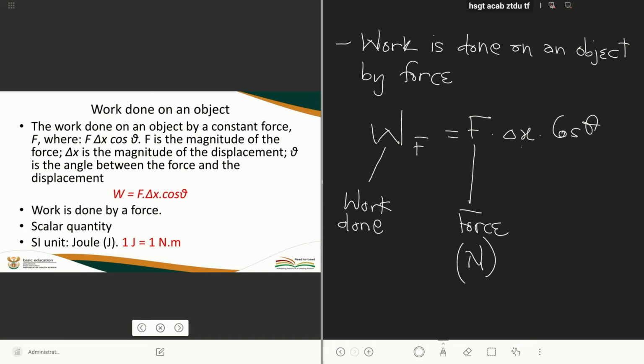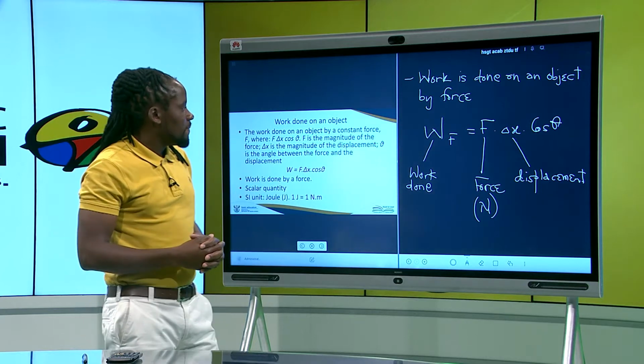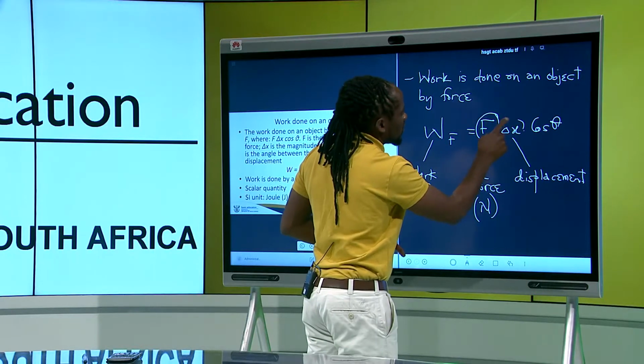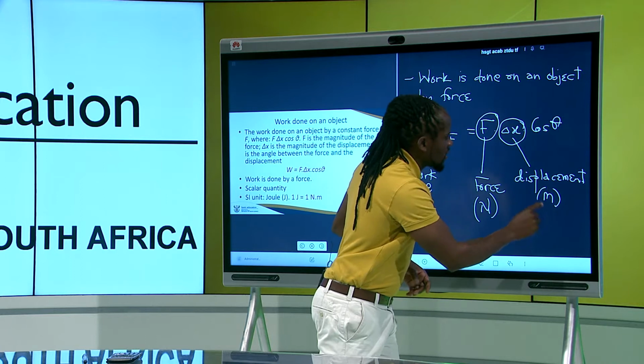And then the displacement of the object in the direction of the force is obviously in meters. Now, in grade 10, we looked at vectors and scalars. If we remember very well, we said displacement is a vector quantity. What does that mean? It means displacement has both magnitude as well as direction. If you look at these two quantities, your force as well as your displacement, these two are vectors. So the product of these two vectors must give us a scalar.